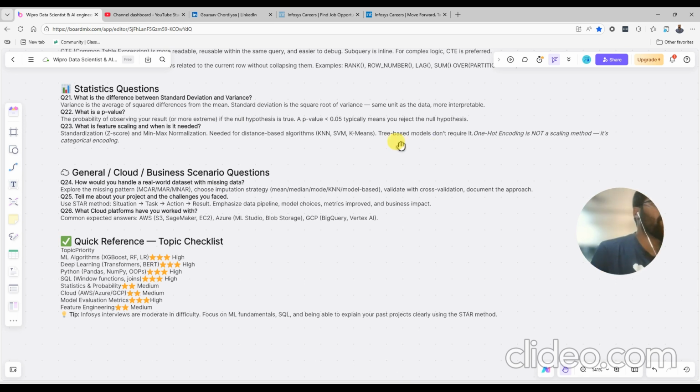Tree based models don't require it. One hot encoding is not a scaling method, it's a categorical encoding. So that answer is not right. Well, that answer is right, but it is not necessary to add one hot encoding. So basically standardization and min max normalization are used. We are standardizing our data. For example, my data is ranging from 100 to 10,000, and I want to standardize it. That means I want that data to be in the form of 0 and 1.